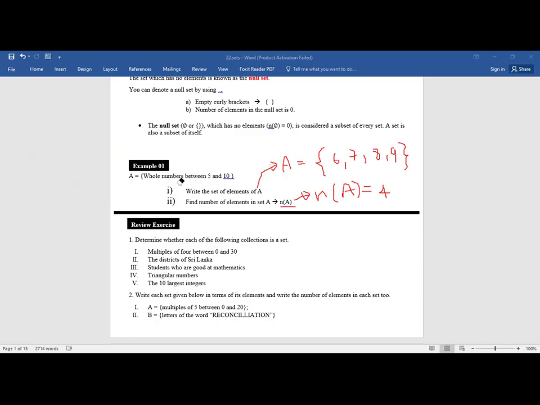No need to write the question. It is in the tutorial. Okay, let's move to the next part.